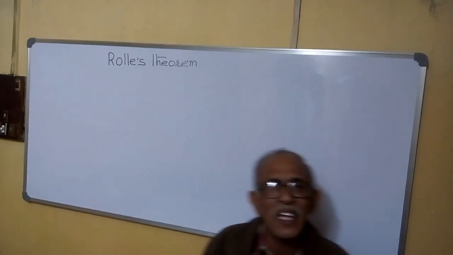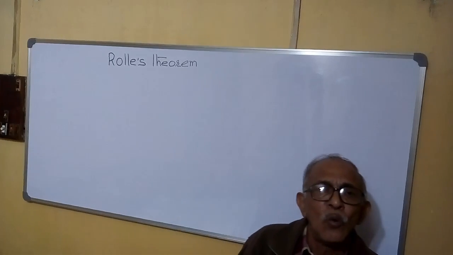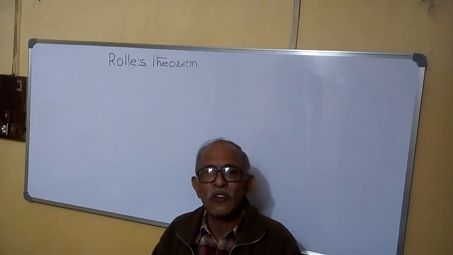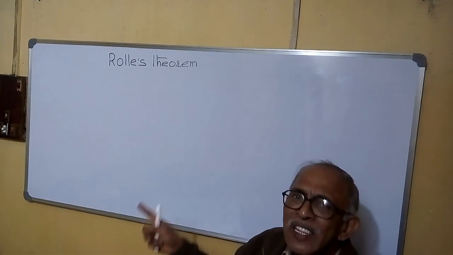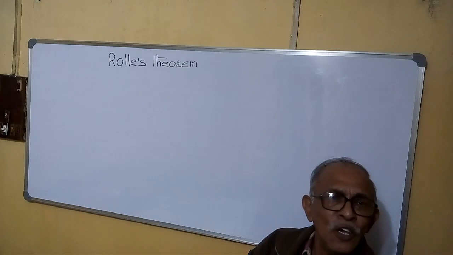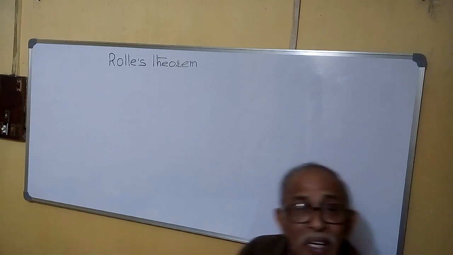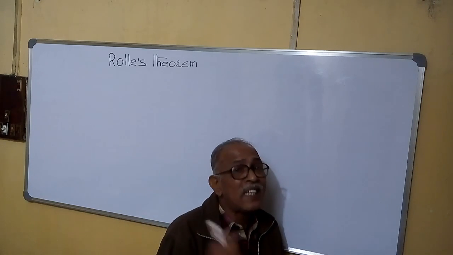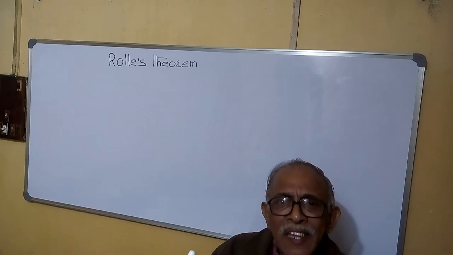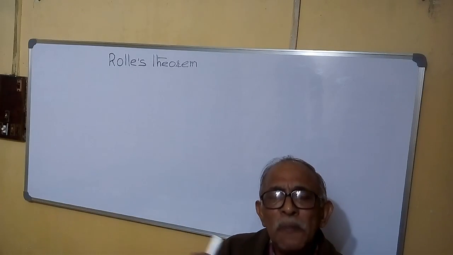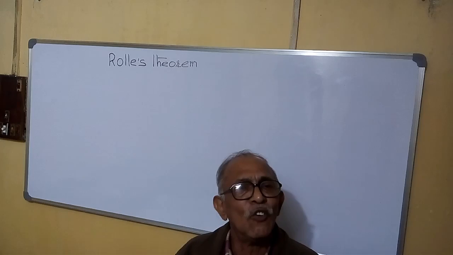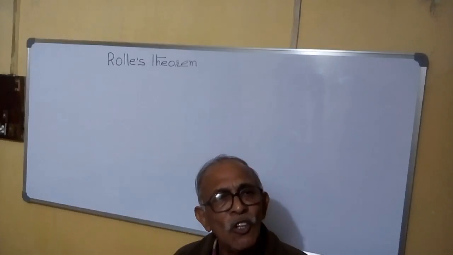Now before entering I will say two things. What is meant by root? Where f(x) equals 0 is crossing the x-axis, that value of x is known as a root of the equation. And what is the root of f'(x) equals 0? Where the tangent to f(x), if it is parallel to the x-axis, at that point it is known as f'(x) equals 0.